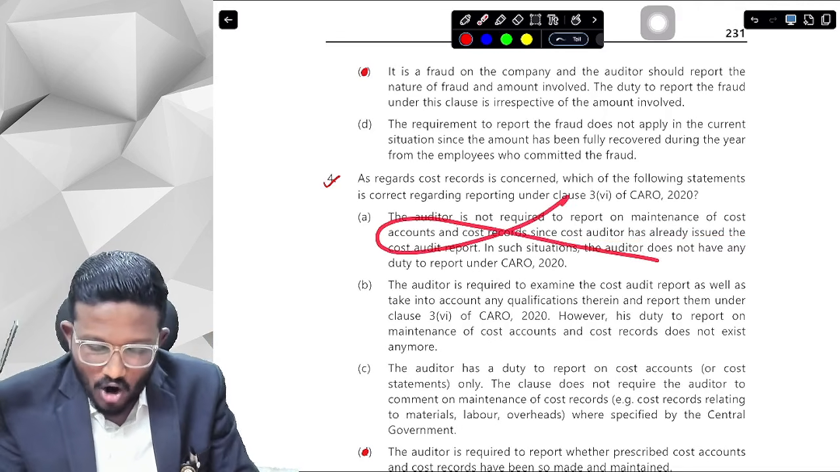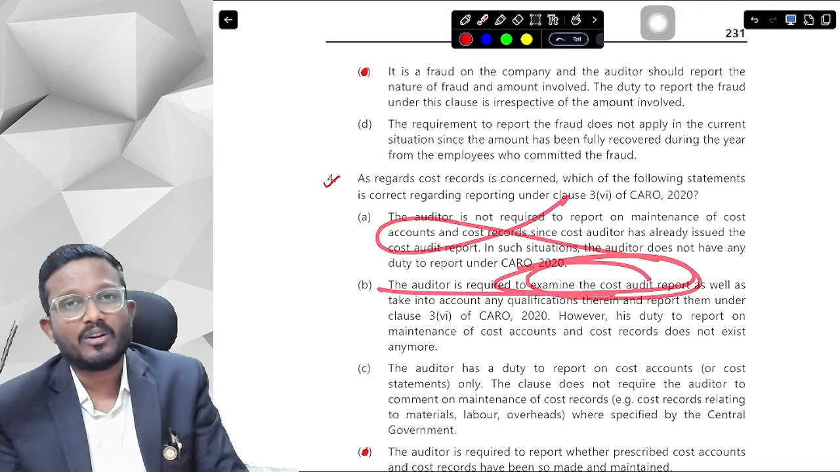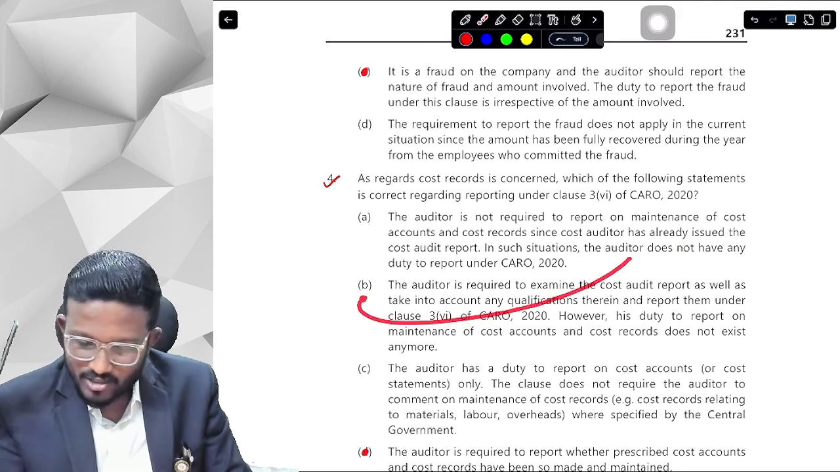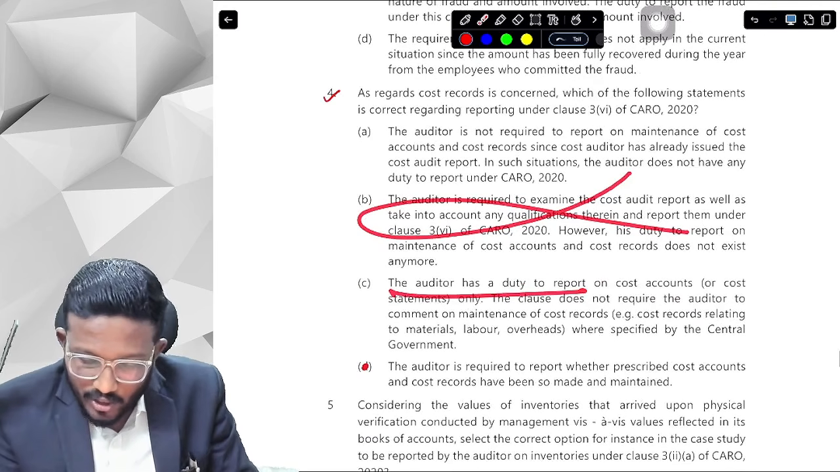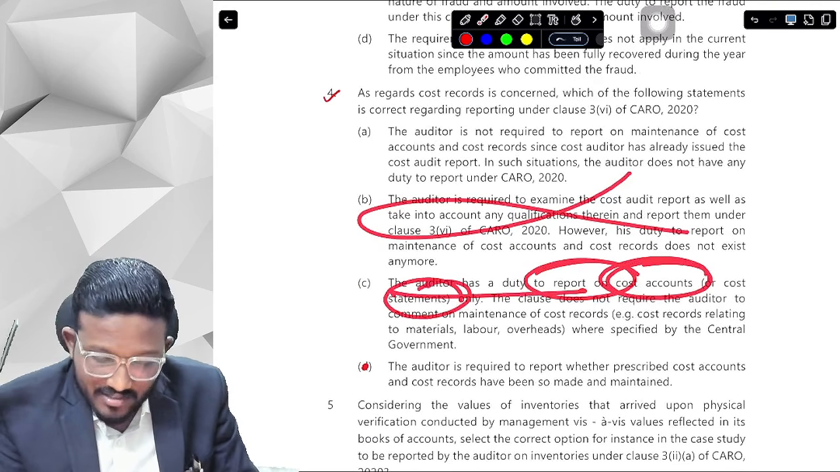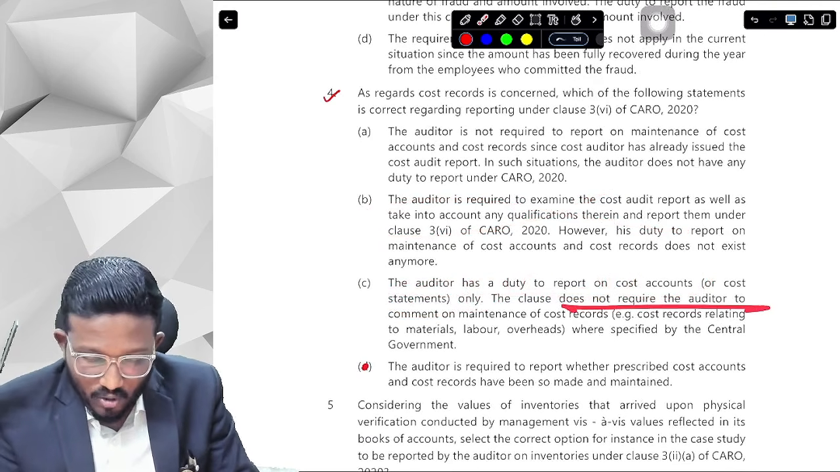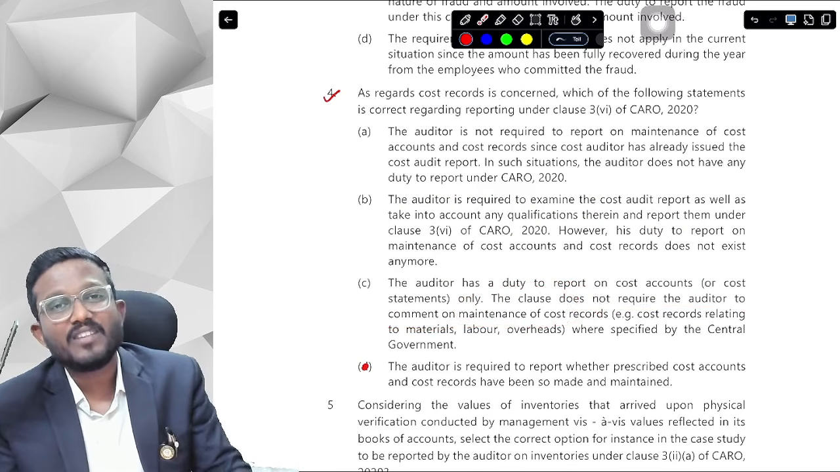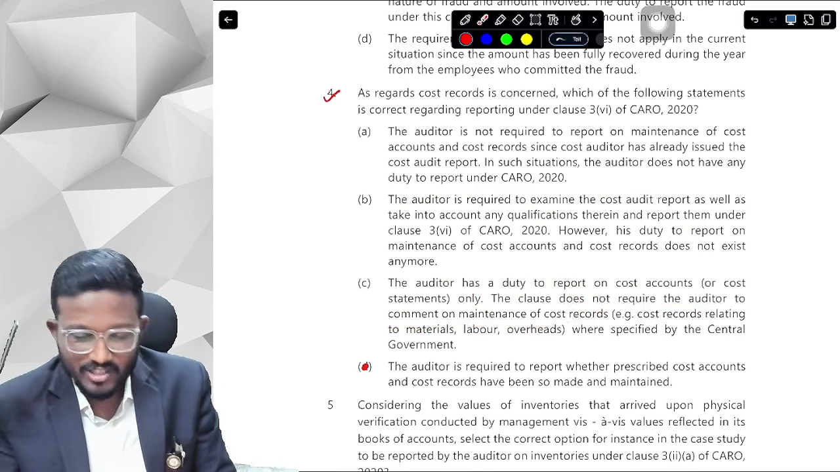So this is wrong. The auditor is required to examine the cost audit report? No, we are not required to examine the cost audit report. This is wrong. The auditor has the duty to report on cost accounts or cost statements only. The clause does not require the auditor to comment on maintenance of cost records. We are required to comment on the maintenance of cost records. So this is also wrong.